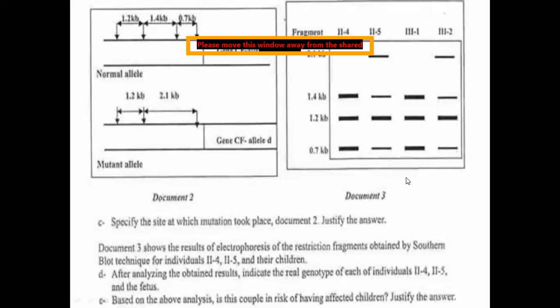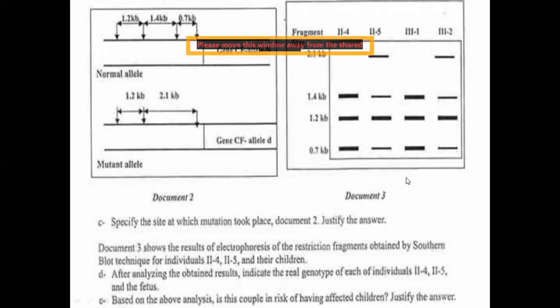Pay attention in the quiz or in the exam not to waste your time doing 3-1 since they don't need it. But we already solved it in order to determine how to use the Southern blot technique and how to analyze it. Based on the above analysis, is this couple at risk of having affected children?